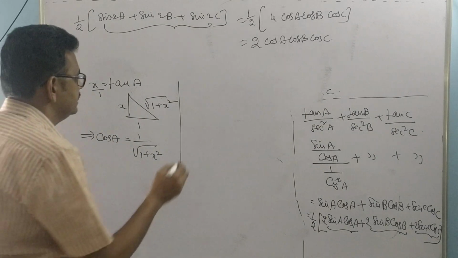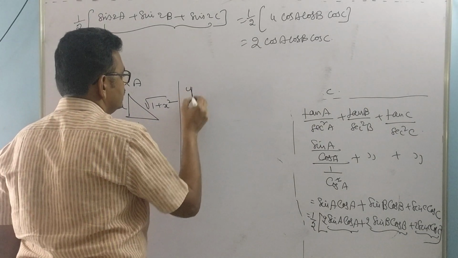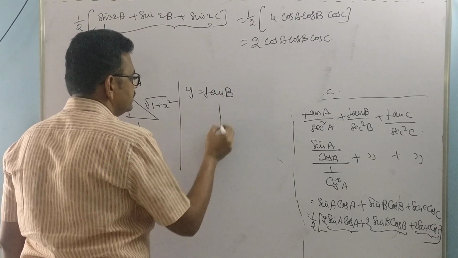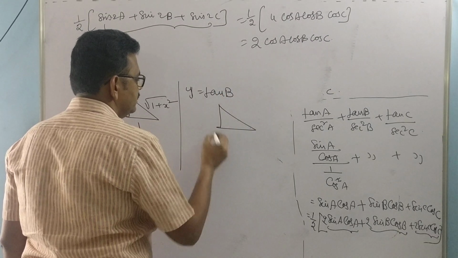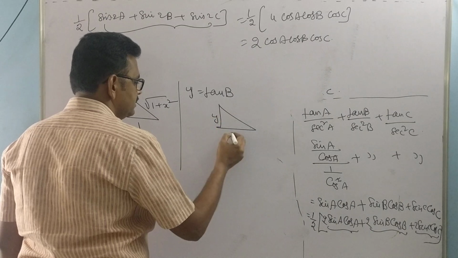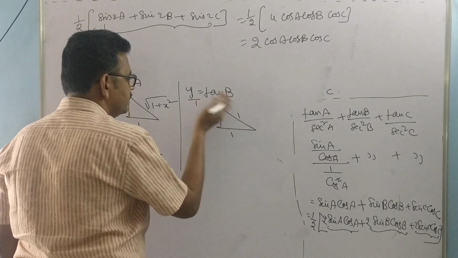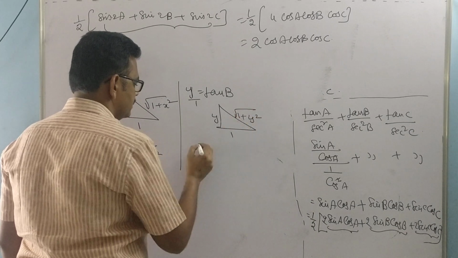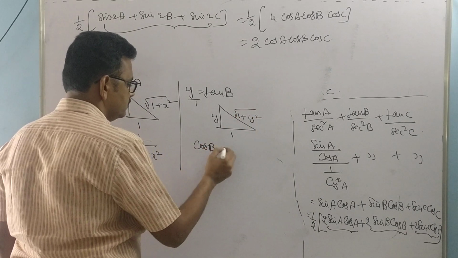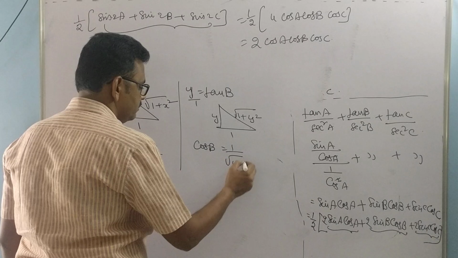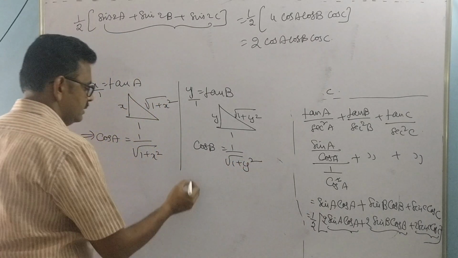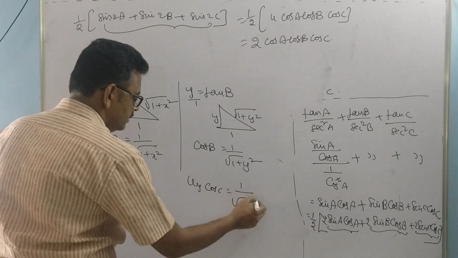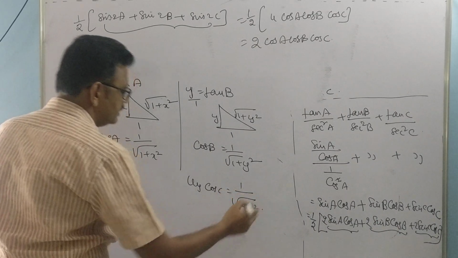And what about y is equal to? There we put y equal to tan B. Tan B is what? So this is angle B. This is y. This is 1. Tan B equal to y, y means y by 1. So what about cos B equal to 1 by root of 1 plus y square. Similarly, cos C is equal to 1 by root of 1 plus z square.